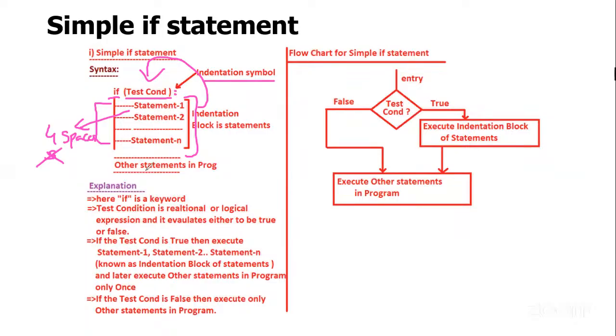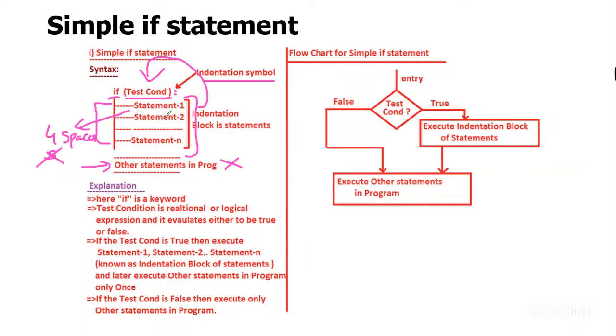Okay, but you see here, all these statements are part of the if condition, if statement, but there is one more statement here: other statements in program. Is it part of the if statement? No. Why? There is no space in front of this line. However I see the spaces here, I don't see the same number of spaces here. So this is not part of the if condition, if statement.